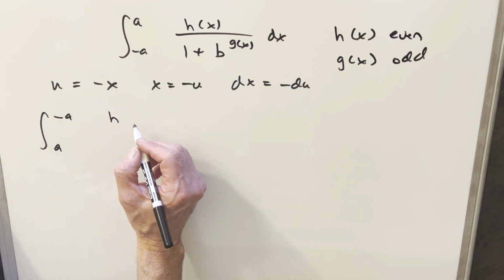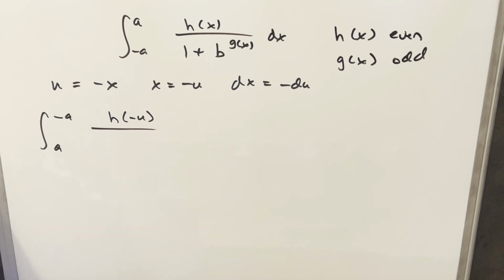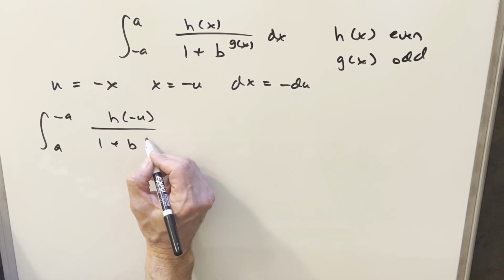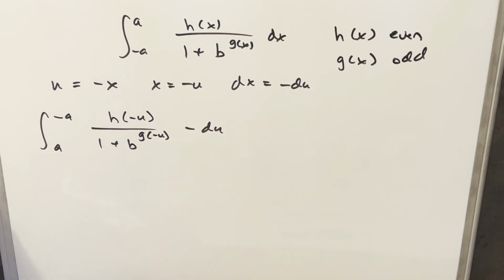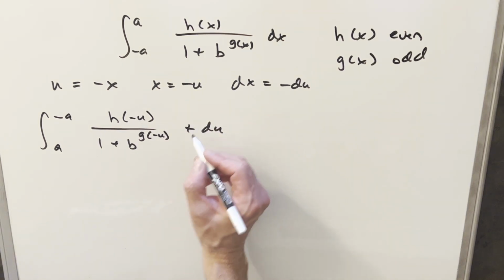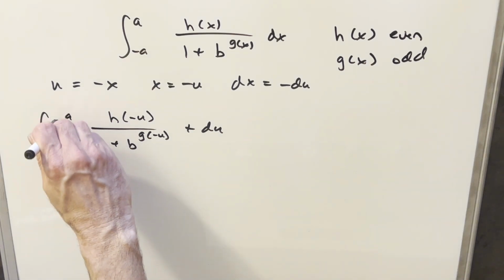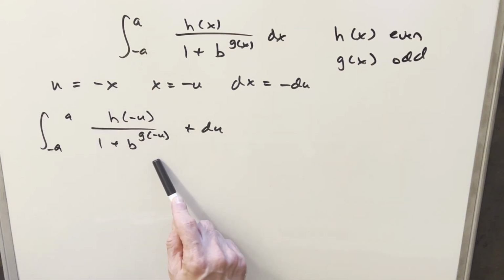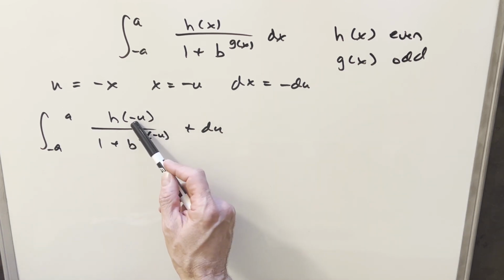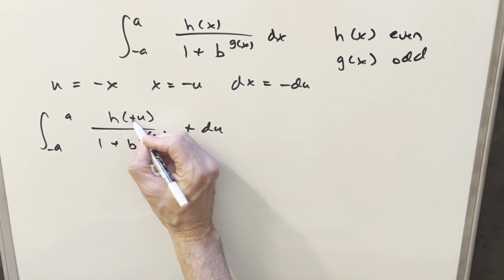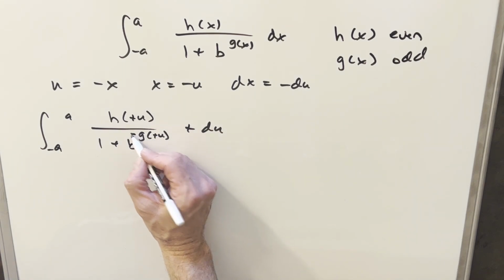For our h of x, this is going to become h of minus u, over 1 plus b to the g of minus u, times minus du. Now what I can do with the minus sign, we'll use that to flip the bounds. So now we're back to going from minus a to a. And this is where the even and odd functions come in, right? Because h is an even function, and so the definition of an even function is just going to change this minus sign to a plus. And for an odd function, we can take the minus sign and bring it out front.